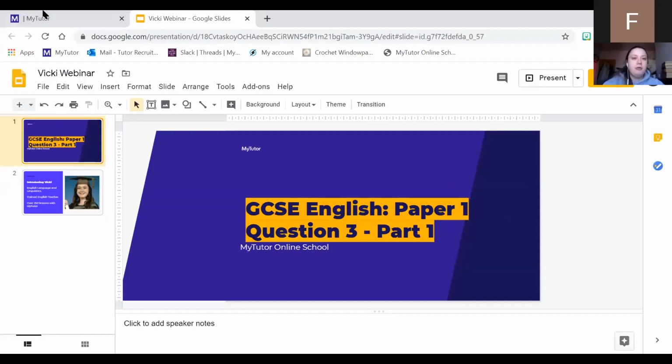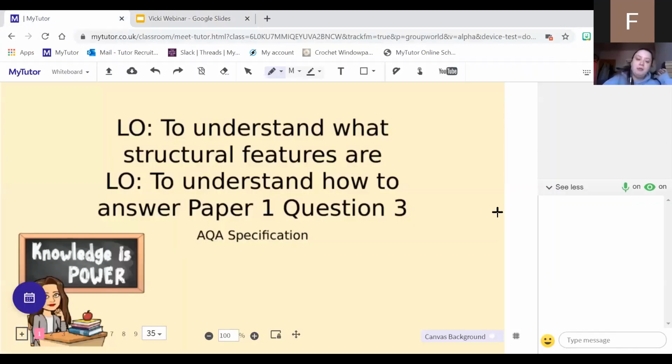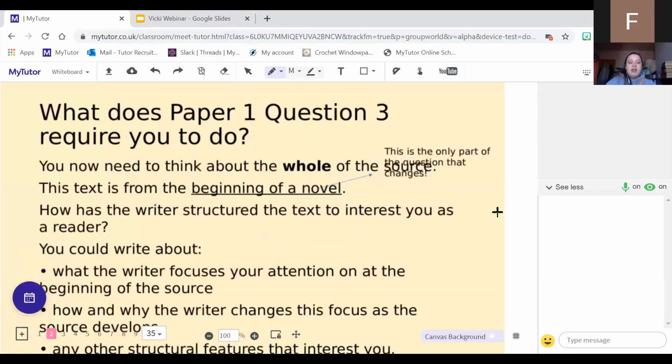Right, good morning everybody. So we're moving on from question 2 that we were looking at last week, which was language devices and features, and now we are moving on to look at structural features. So in terms of paper 1 question 3, what it asks you to do, how it's different. So first off, we look at the entire source. So with paper 2, we just had a small chunky paragraph to look at. This we're looking at the entire thing.